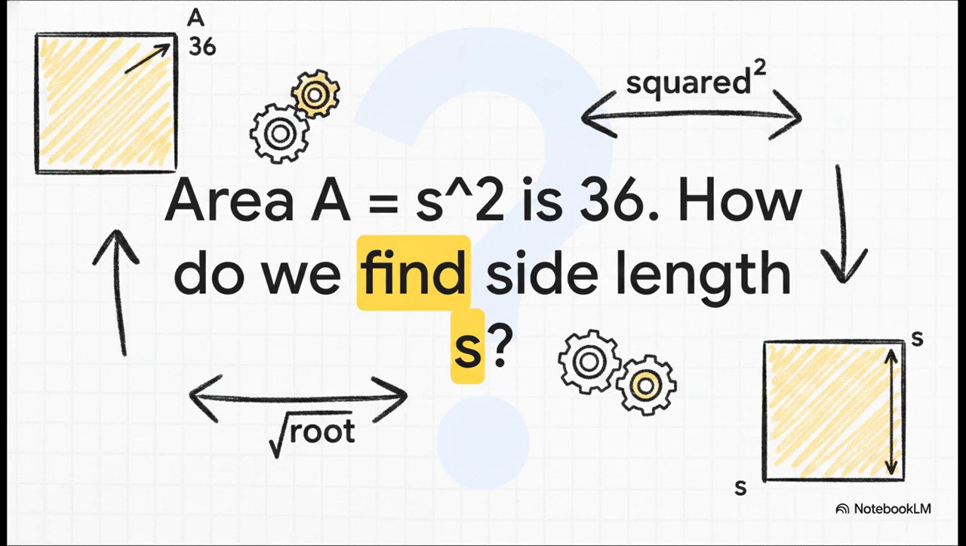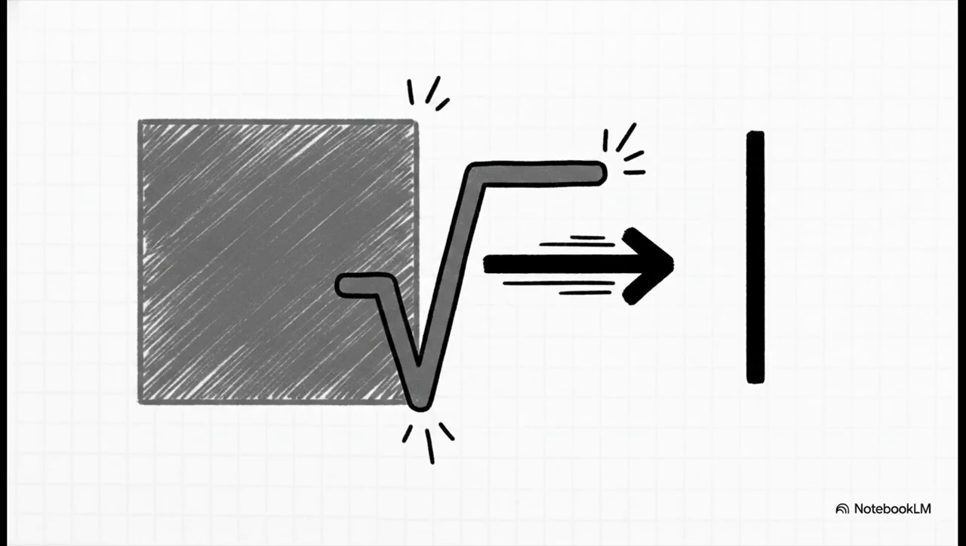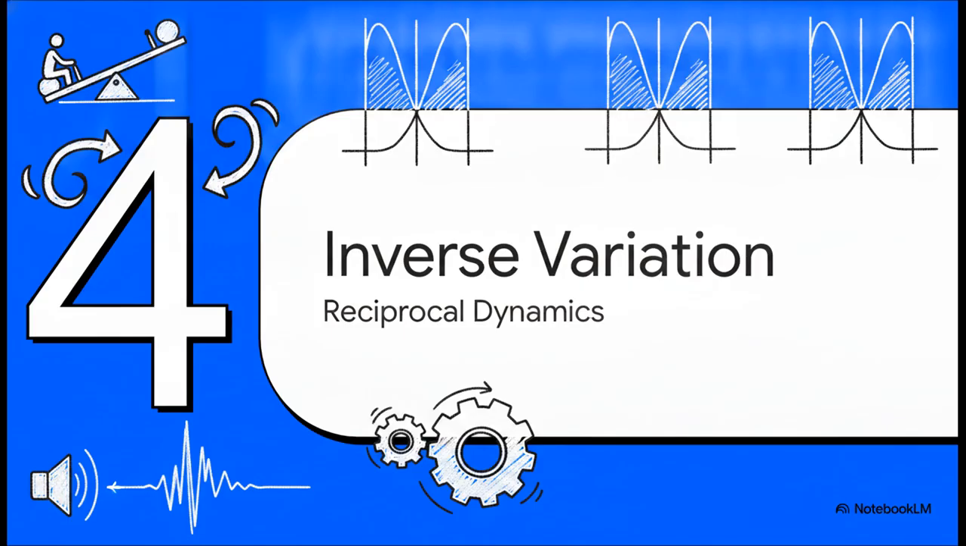The reasoning here is straightforward, but it's super powerful. You simply apply the radical as your inverse operation to both sides of the equation. The square root of 36 is 6. By undoing the square, we pull that original side length of 6 units right out from the quadratic area. Which brings us to Section 4, Inverse Variation Dynamics.